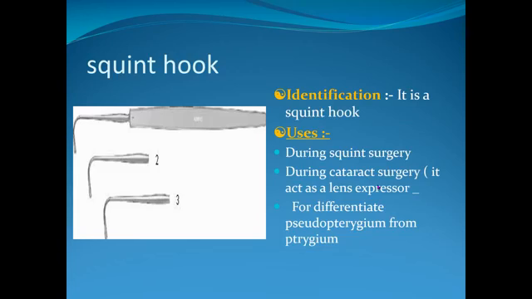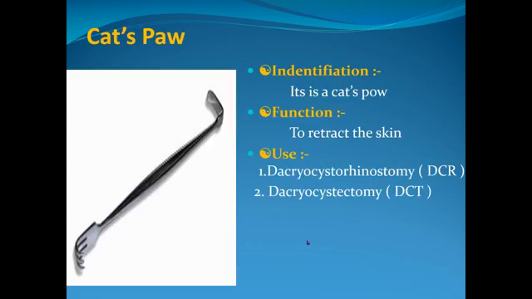This is the squint hook. Usually the name says what the uses are, mainly used for squint surgery, and another use is during cataract surgery. It acts as a lens expressor. It helps to deliver the nucleus, also helps during cataract surgery. And another use, differentiate pseudopterygium from pterygium. In case of pseudopterygium, the probe can pass underneath; in pterygium it cannot pass.